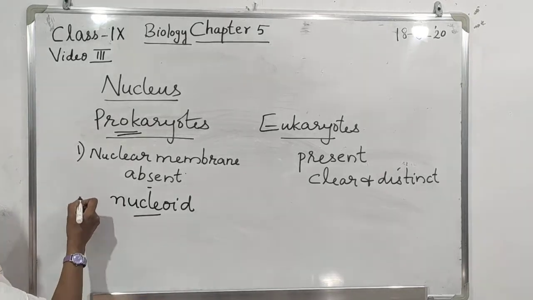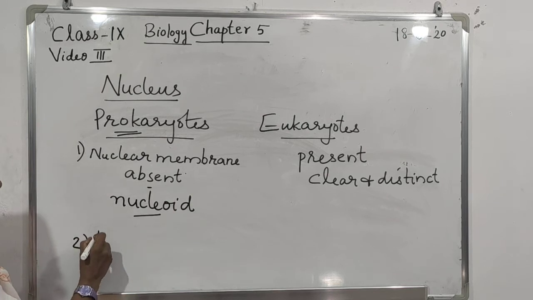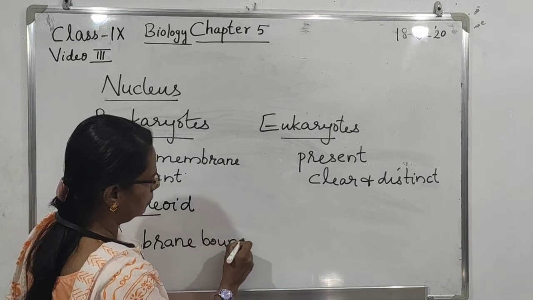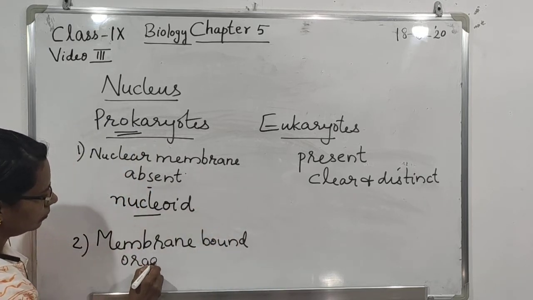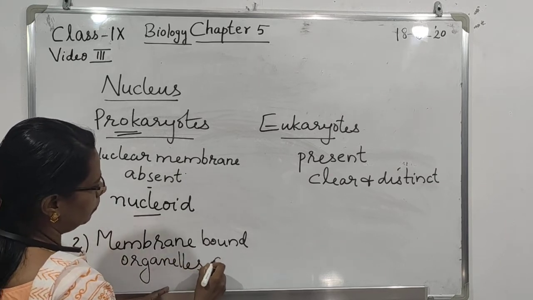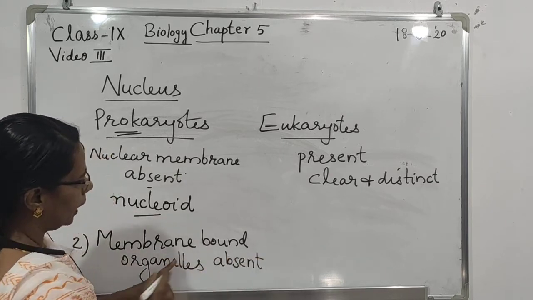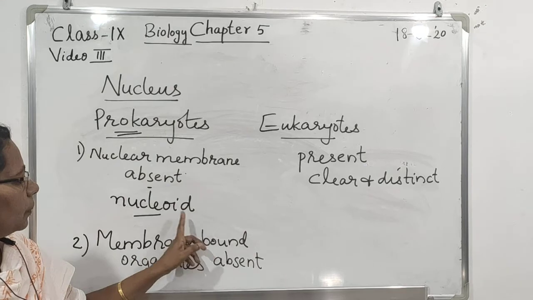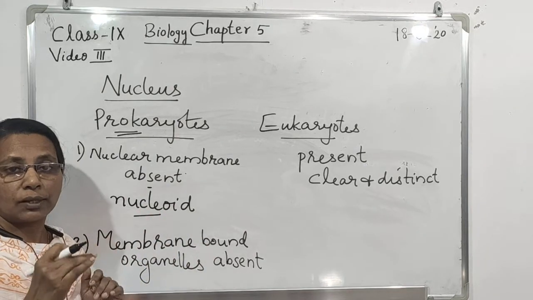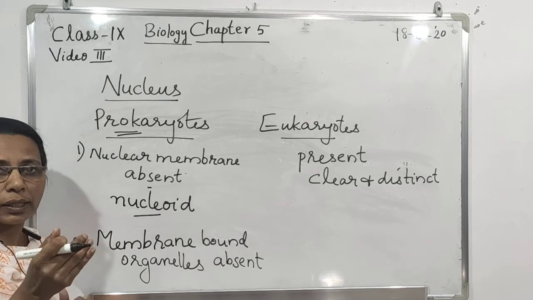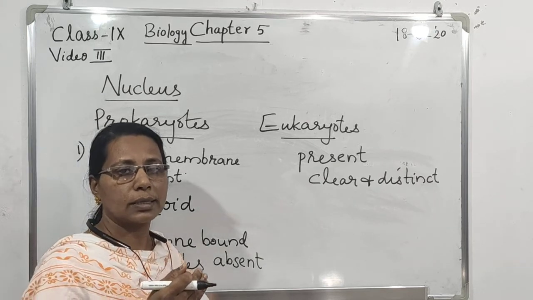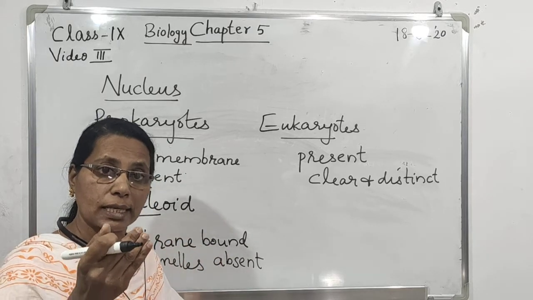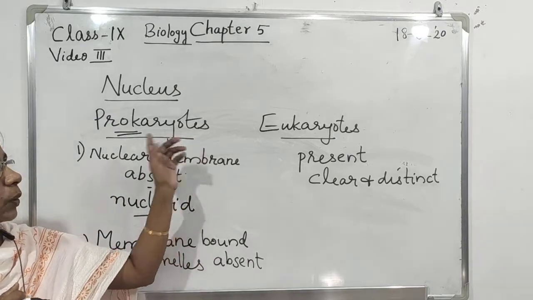Then the next difference is that membrane bound organelles are absent. Membrane bound organelles are also absent here. You know cell organelles. So in prokaryotes the membrane bound cell organelles are absent, and the activities performed by cell organelles are done with the help of poorly developed cytoplasmic extensions of the cell in prokaryotes.